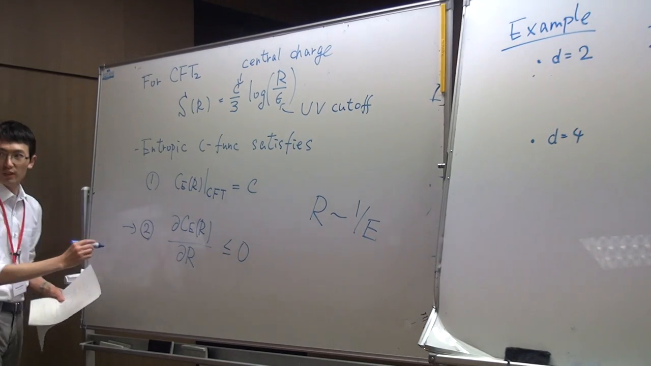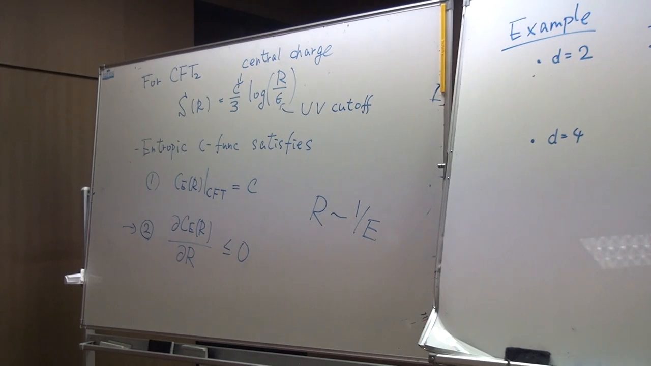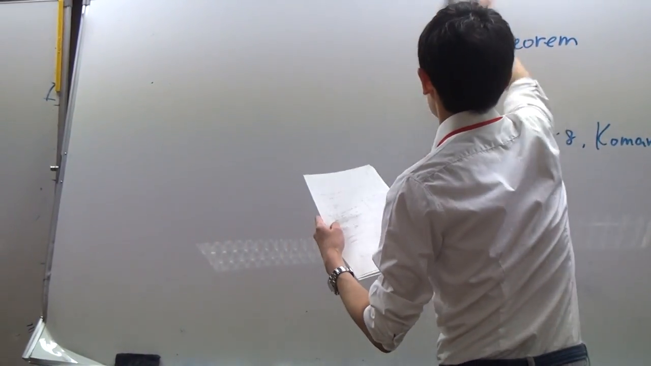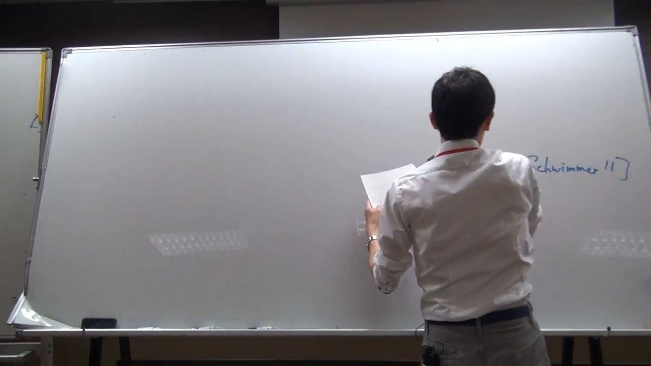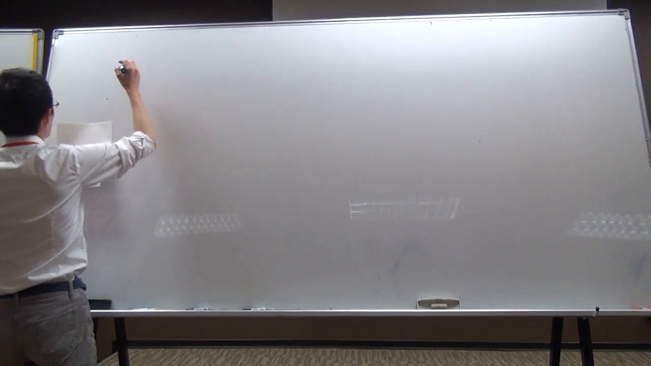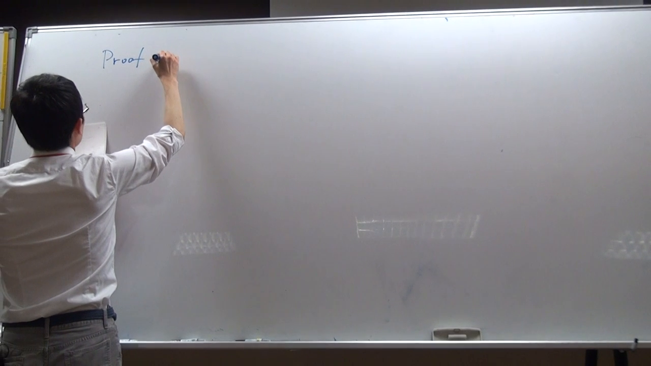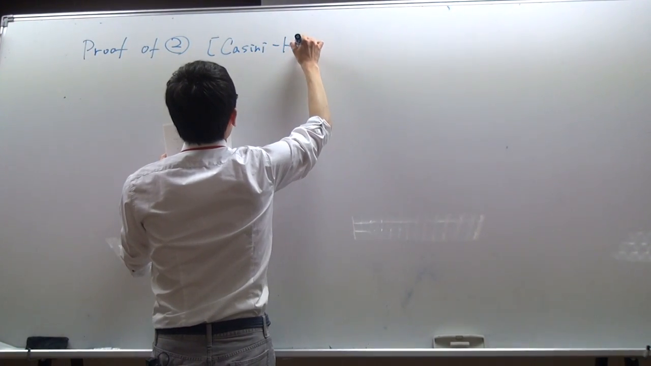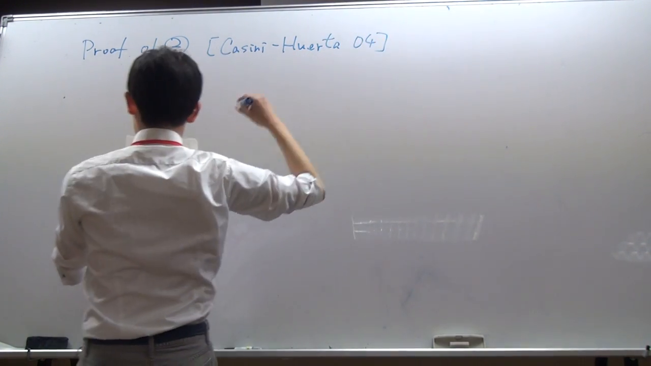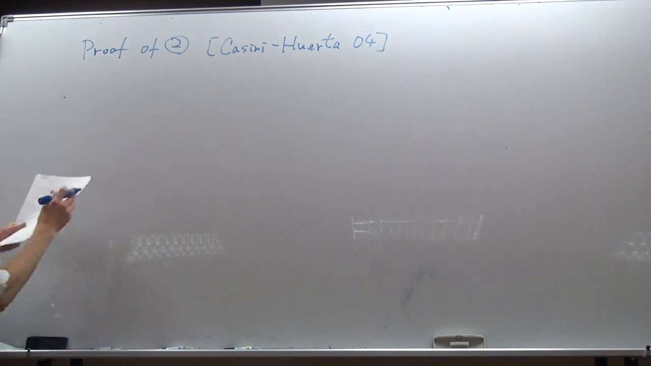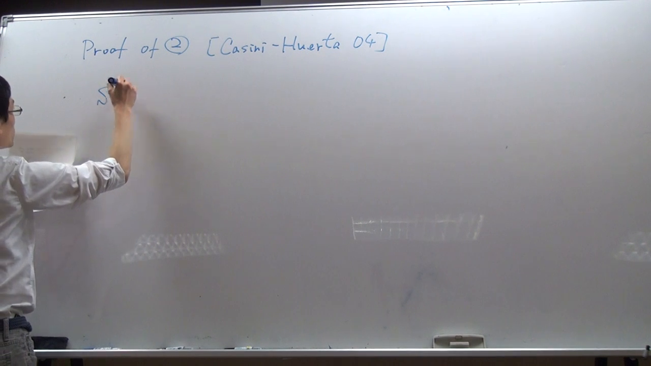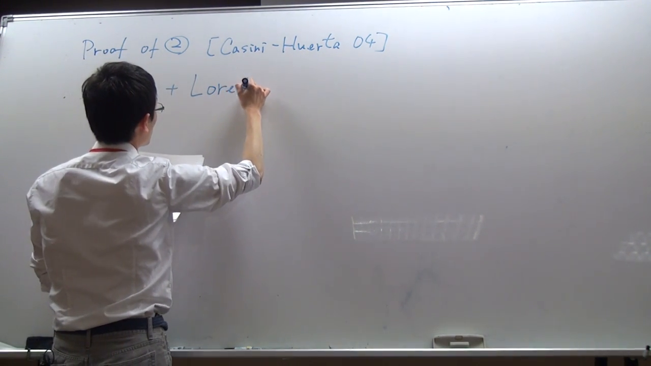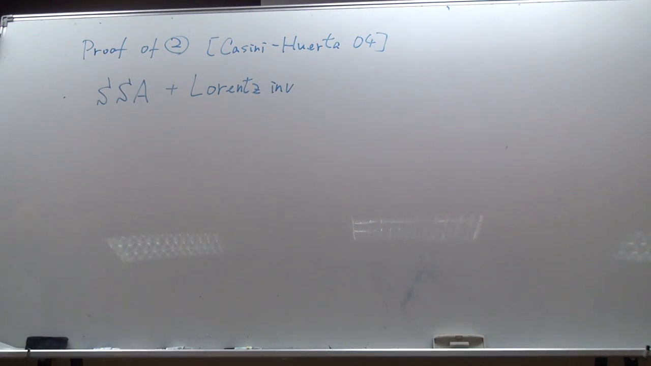Okay, I'm going to show you the second property. The proof of the second is given by Casini and Huerta, years ago. Basically, they use the strong subadditivity of the entanglement entropy, which I will denote as SSA, and also they take advantage of the Lorentz invariance of the theory. And then the second one follows from there.